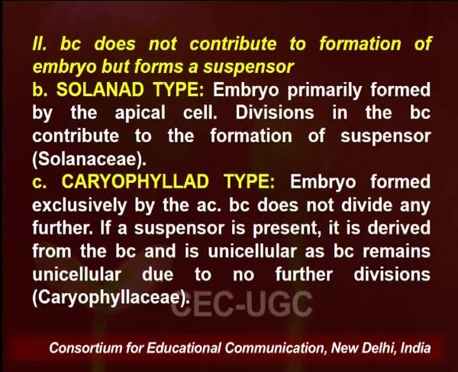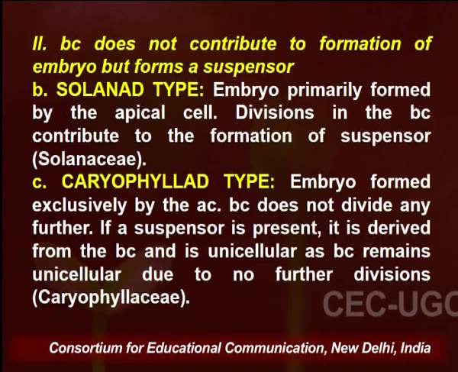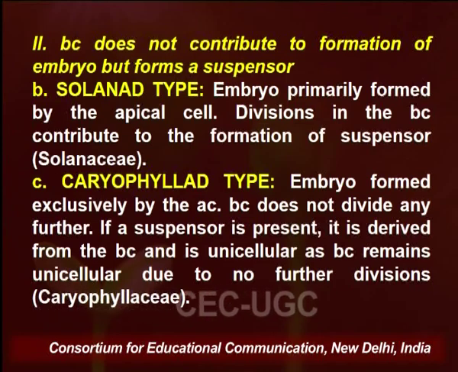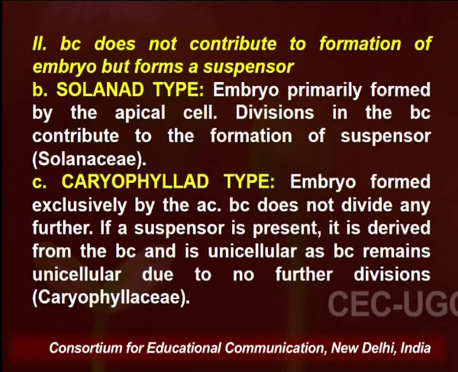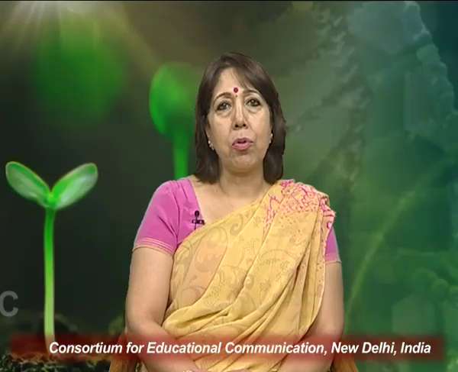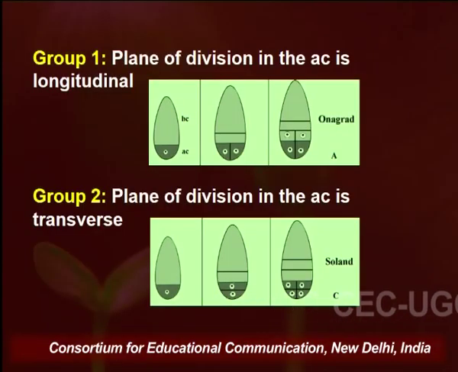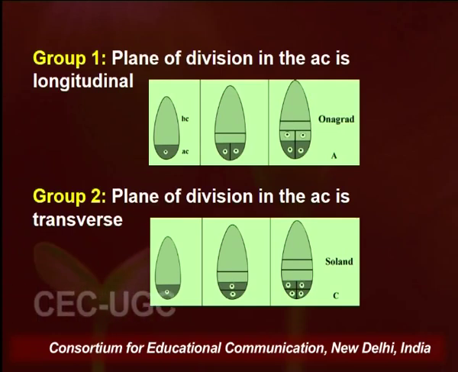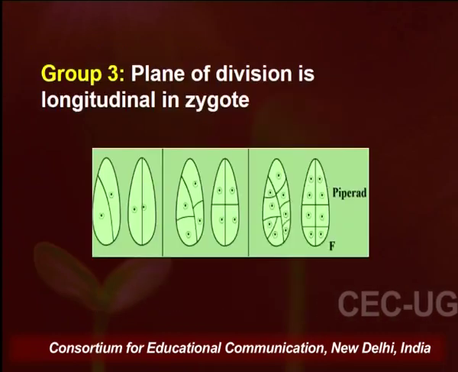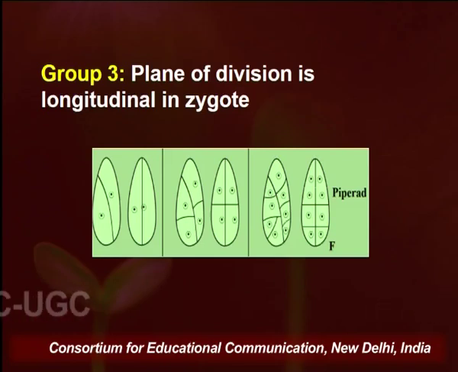Why? Because I told you that this basal cell remains unicellular because it does not divide any further. So, this is seen in family Caryophyllaceae. I hope you have understood the different types of embryo formation we have here. I would like to repeat here that one is plane of division in the apical cell is longitudinal, second plane of division in apical cell is transverse, and third plane of division is longitudinal in the zygote.